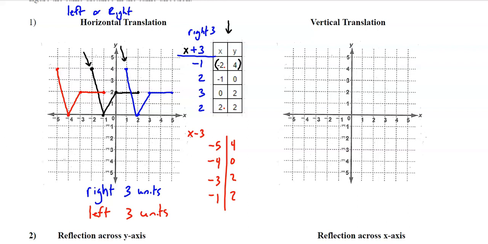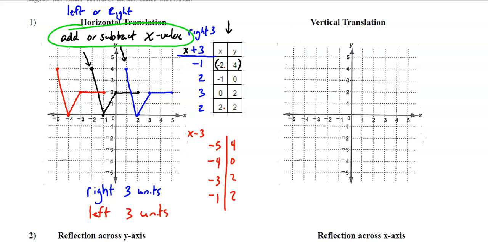All right, so the big idea that you need to take from here is that with horizontal translations, you are either going to add or subtract the x value. And that's the big idea that you need to put in your back pocket there. Now, vertical translation, I'm going to speed this one up a little bit because I know you don't want to take notes forever.